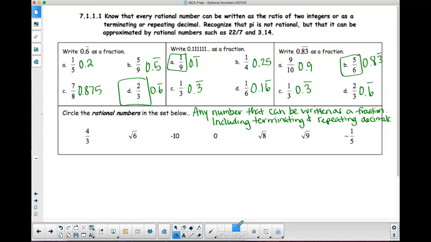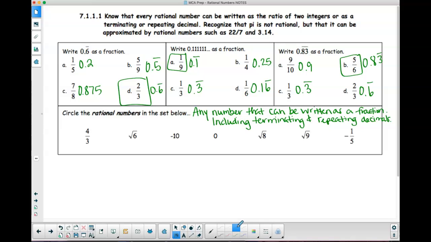Okay, and I know they're going to give you this type of question on the MCA test. They'll give you a list of numbers, and they'll ask you to pick out which ones are rational numbers, which ones are not. And it might be the type of question where you have to drag the numbers to different categories. Okay, or check all the ones that are rational. Kind of like this one, it says circle all the rational numbers. So looking at this list of numbers, can you give me at least one of them that's rational?